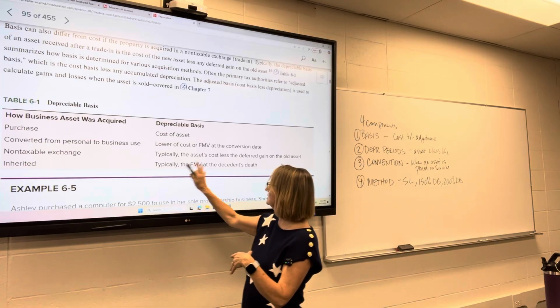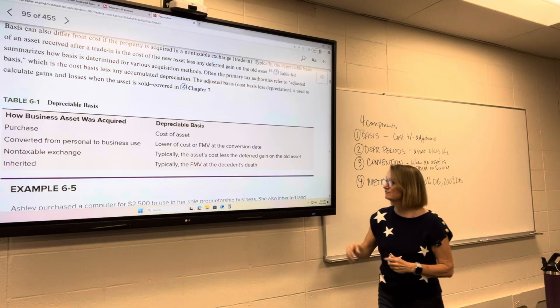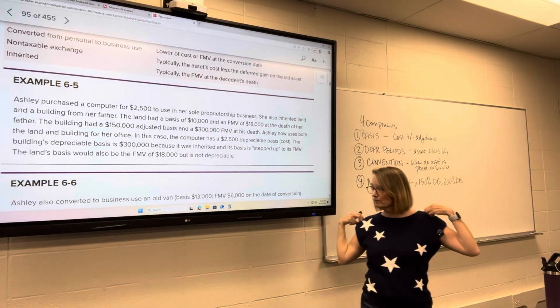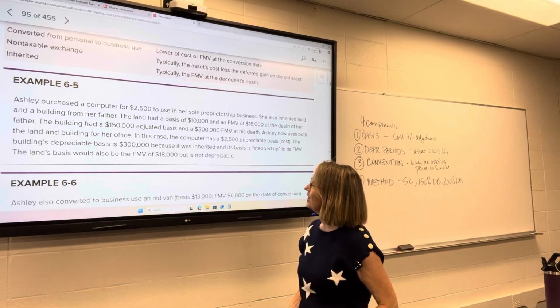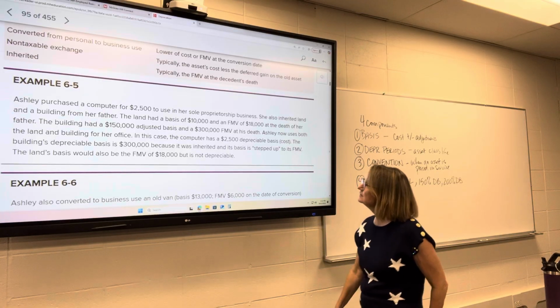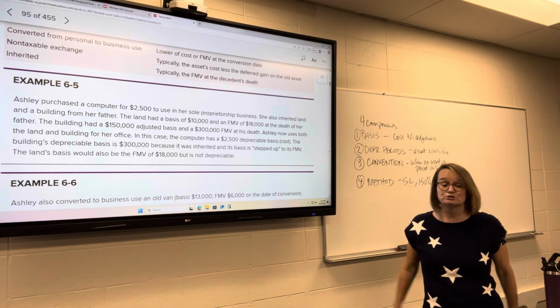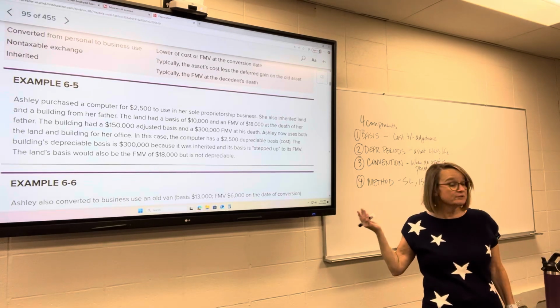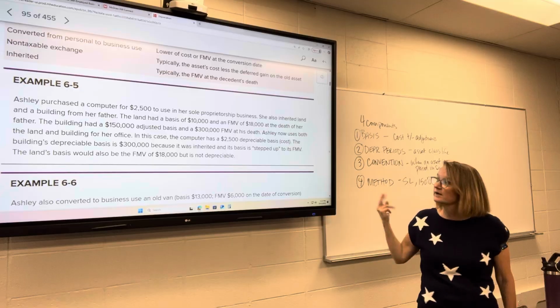And if it's inherited, then usually it's the fair market value of that asset at the date of death of the decedent. So let's look at an example. Ashley bought a computer for $2,500 to use in her sole proprietorship. So she just bought it for the business. That means that her basis is $2,500. It's what she paid for it, right? Whatever she paid for it.